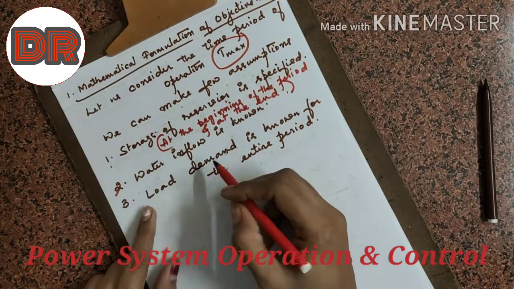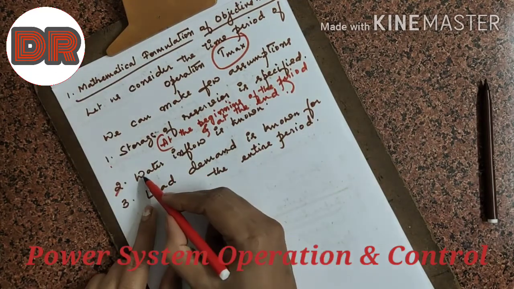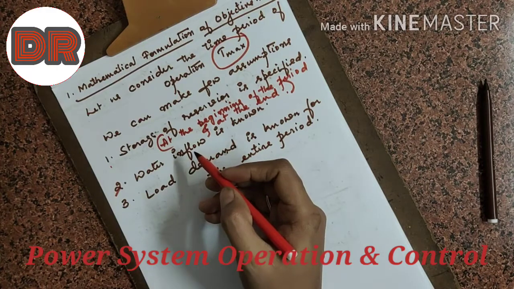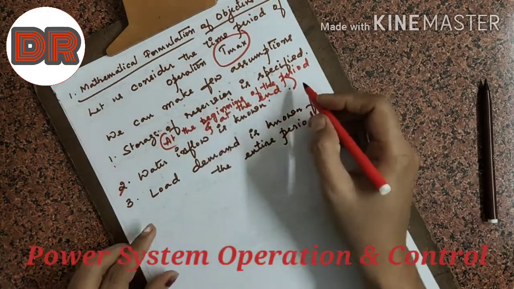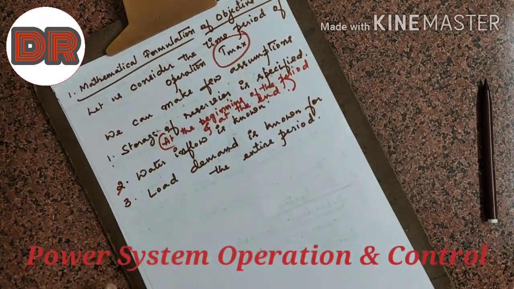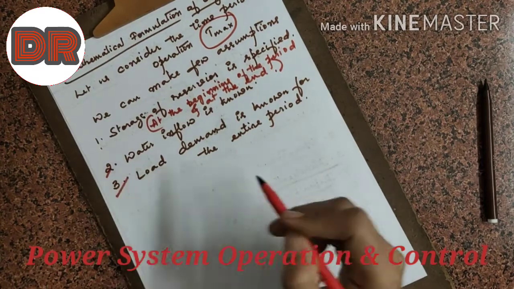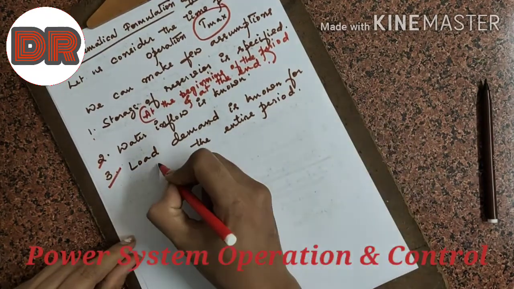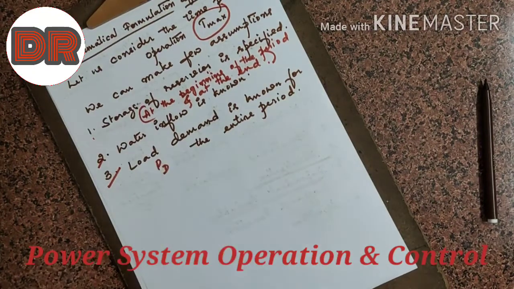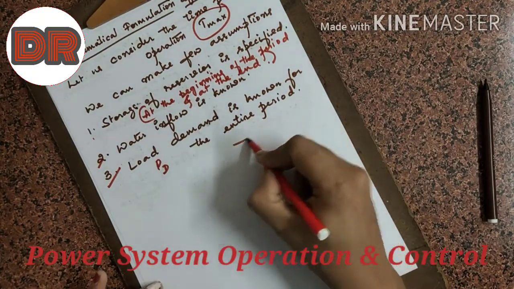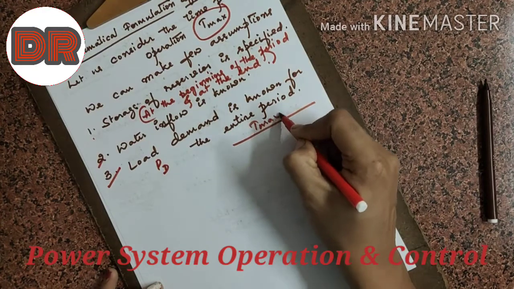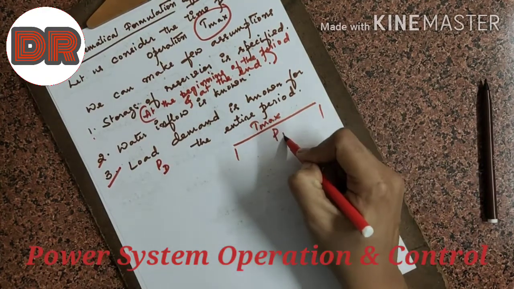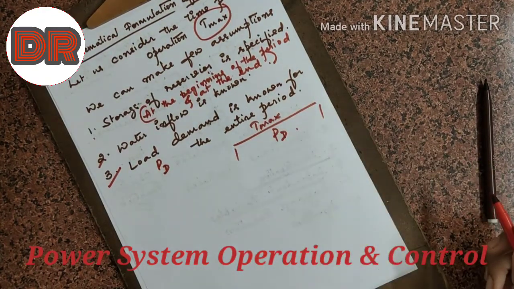The second assumption we have to take is that the water inflow is known. That is the assumption. The third assumption we have to make is that the load demand is known. Load demand is nothing but PD. So the load demand is known for the entire Tmax period. For the entire Tmax period, PD is known. These are the assumptions we have to make.